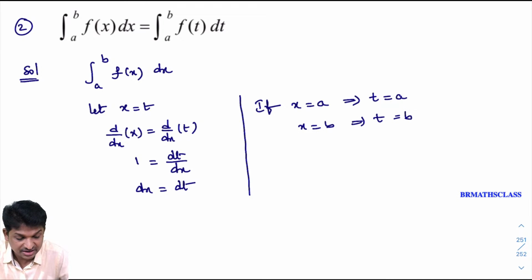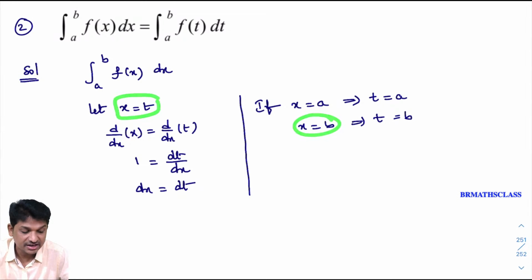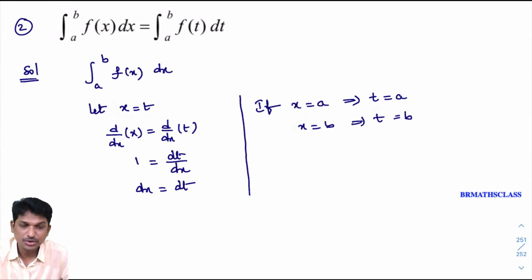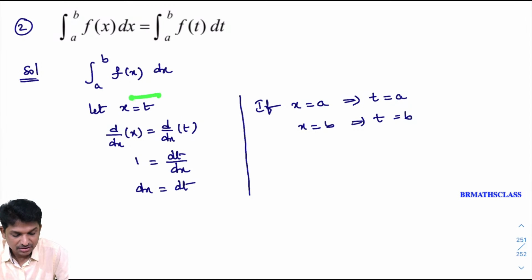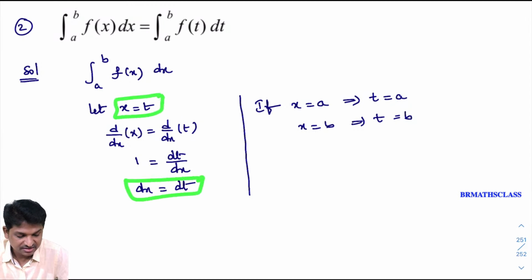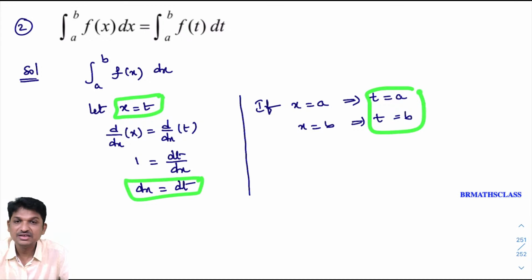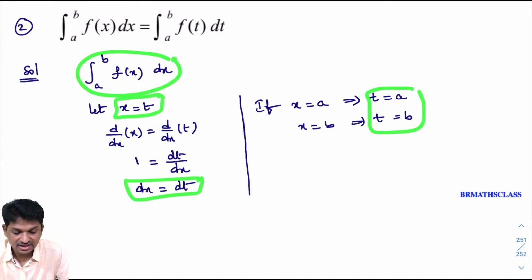I hope you are understanding. Here x equals b is there, so in place of x you write b, and you will get t equal to b. So, actually, for this problem, luckily, the limits are not changing. You see this one, first one, second one, third one. These three things I will substitute in this question.